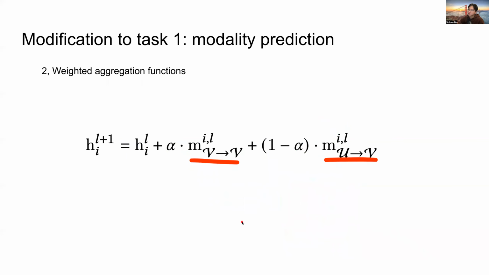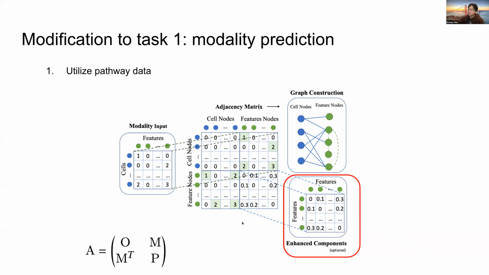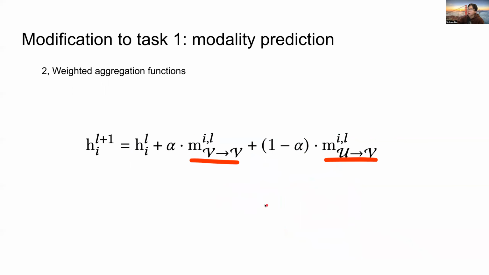And the second thing is the weighted aggregation function. This part only makes changes to the feature nodes, because the feature node is now not only connected with the cell nodes, but also with other feature nodes. So we will have another aggregation function for feature node to feature nodes. And then they use alpha as a weighting parameter to have a weighted sum of the aggregation between these two.